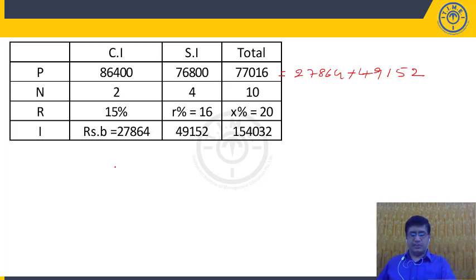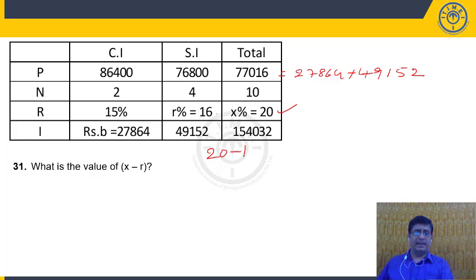Okay. Now, what is the first question? What is the value of X minus R? The value of X is equal to 20 and R is equal to 16. X minus R means 20 minus 16. So, 20 minus 16 is 4. So, what is the right choice? The right choice is option 3. Okay. Now, look at the next example.